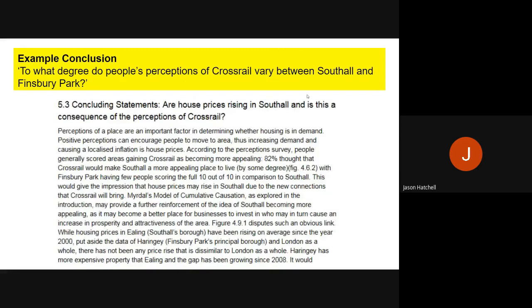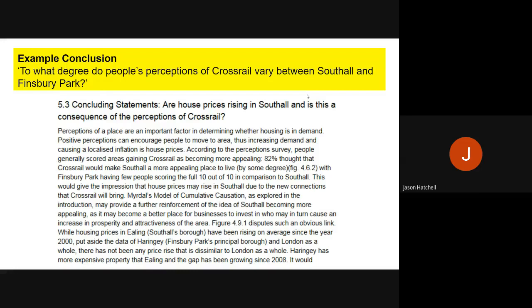The student's third question, as you can see again, is are house prices rising in Southall? And is this a consequence of people's perceptions of Crossrail? So the student is trying to link people's perceptions of the Crossrail project with rising house prices. The student says that perceptions are important because it affects what people do. And the student says that their data has found that it is causing a bit of a localized inflation in house prices.